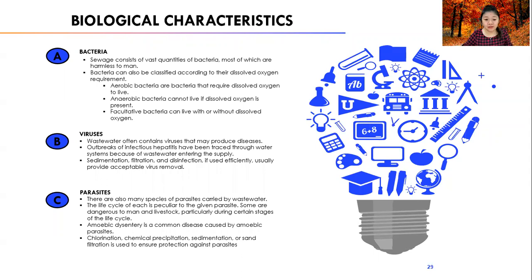There are also many species of parasite carried by wastewater. The life cycle of each is peculiar to the given parasite. Some are dangerous to man and livestock, particularly during a certain stage of the life cycle. Amoebic dysentery is a common disease caused by the amoebic parasite. If you still remember, you had to draw all these things in biology or science class. The amoeba's shape is more like a shoe, if I'm not mistaken. Chlorination, chemical precipitation, emulsions, and sand filtration are used to ensure protection against the parasite.